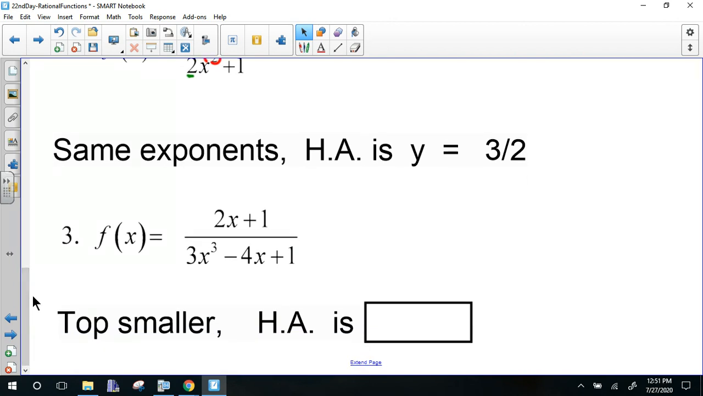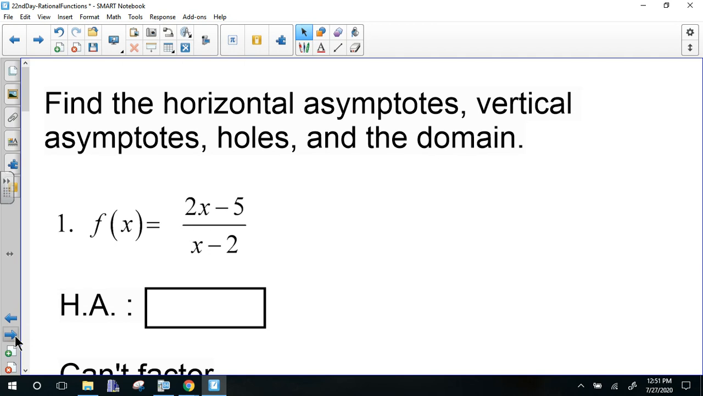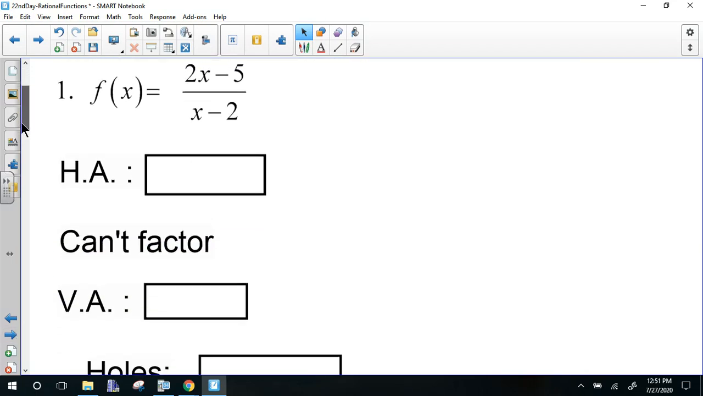Third one, we have an exponent of 1 in the numerator, an exponent of 3 in the denominator. The numerator has the smaller exponent, so there is a horizontal asymptote at y equals 0. Those are the 3 situations that you have to check for horizontal asymptotes. So let's look at finding the horizontal and the vertical asymptotes, the holes, and the domain for these examples.